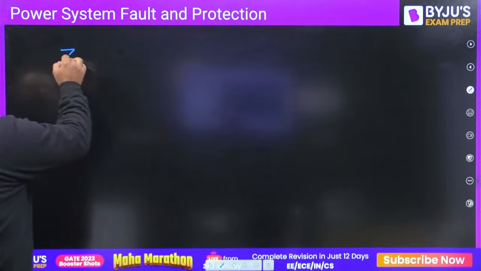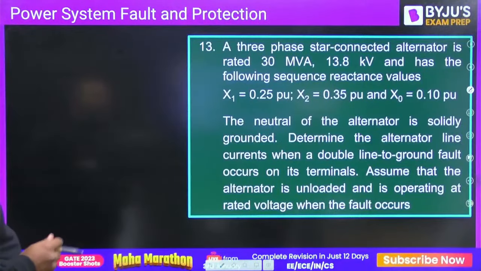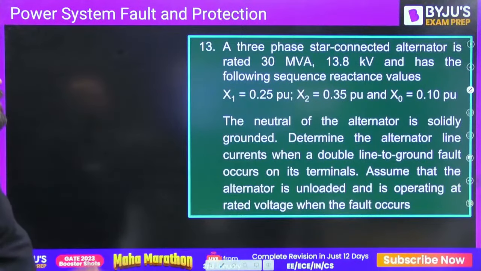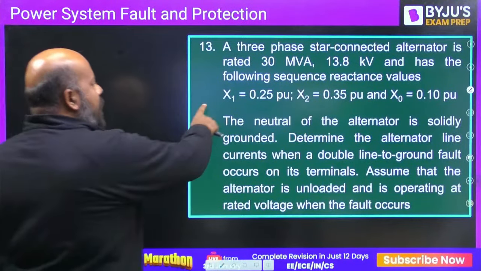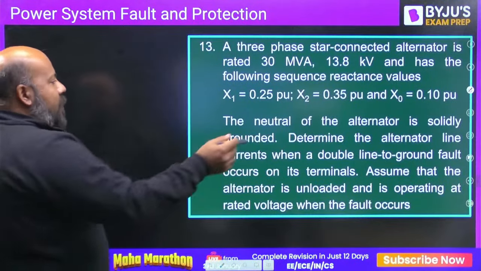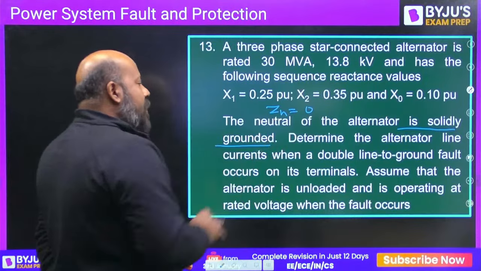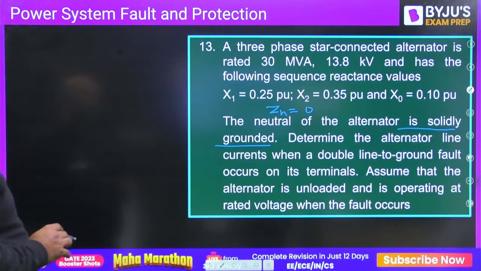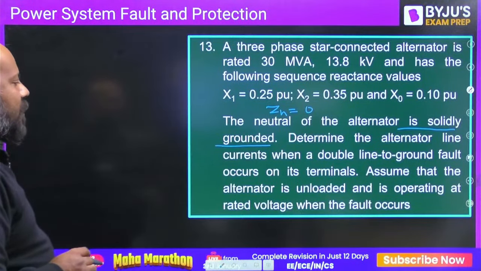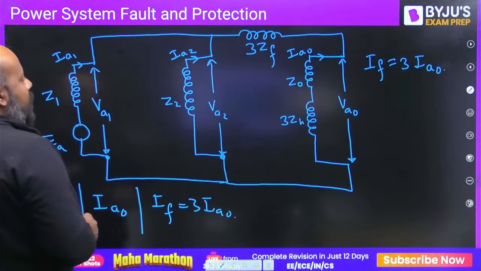Now, suppose ZF is 0 and ZN is 0. Just see the question. A 3-phase star connected alternator is rated 30 MVA, 13.8 kV and has the following sequence reactances. So, positive, negative and zero sequence values are given. The neutral of the alternator is solidly grounded. Solidly grounded means the neutral impedance is 0. Determine the alternator line currents when a double line to ground fault occurs on its terminals. Assume that the alternator is unloaded and is operating at the rated voltage when the fault occurs. So, fault impedance is also 0.